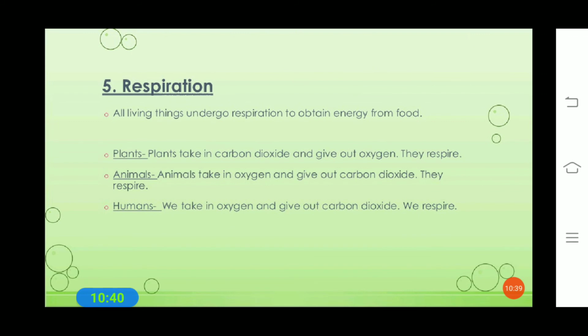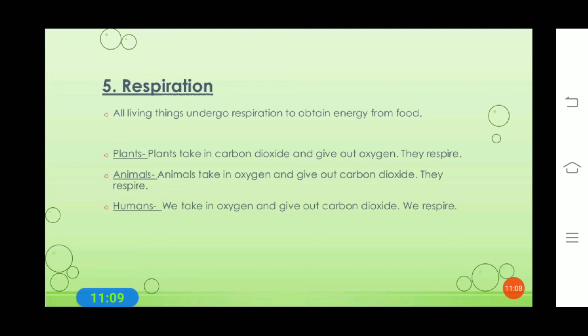Okay, next is what? The process of respiration. So students, as you know, the process of respiration means what? All living things undergo respiration to obtain energy from food.